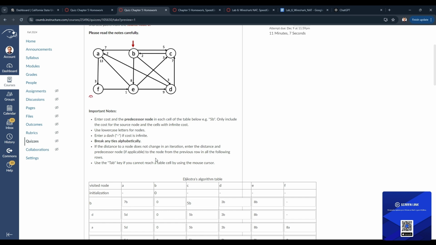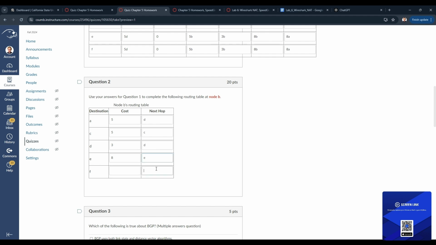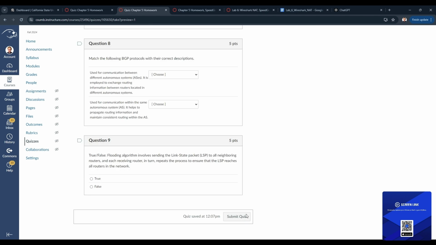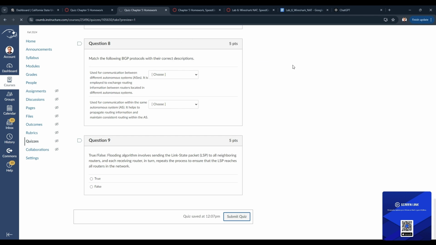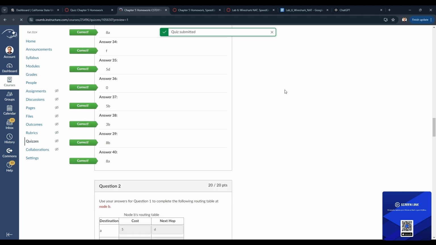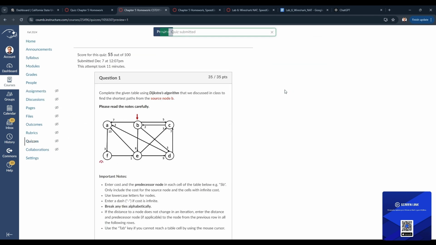If I want to get to F, my next hop is going to be, let's see, D because I'm going to go from B to D to A to F. And that's my lowest cost. So my next hop is going to be D, and the cost of that is going to be 8. Let me see if I got that right. Okay, it looks like I got that right. Yep. So that's how you do Dijkstra's algorithm.